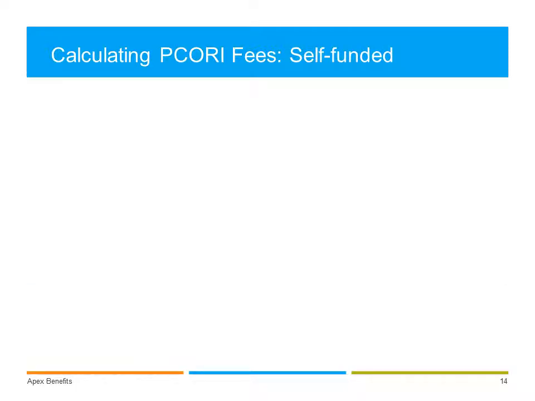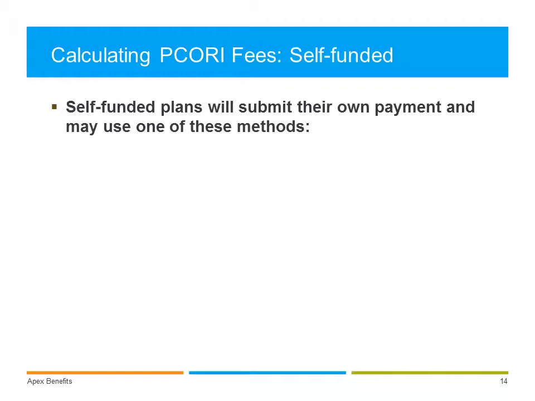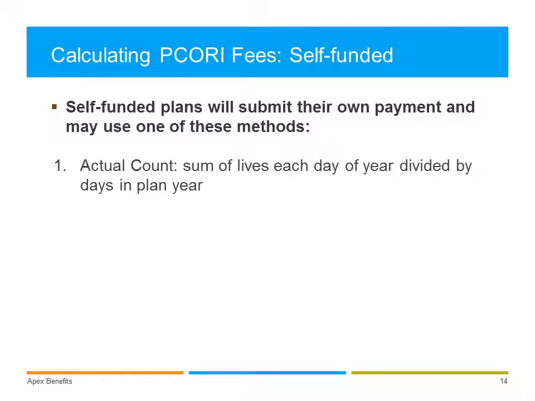Calculating PCORI fees for the self-funded employer. Self-funded plans, essentially the same. They'll submit their own payment, of course, but may use one of these methods. Again, the actual count method that takes the sum of the lives each day of the plan year divided by the days in the plan year.